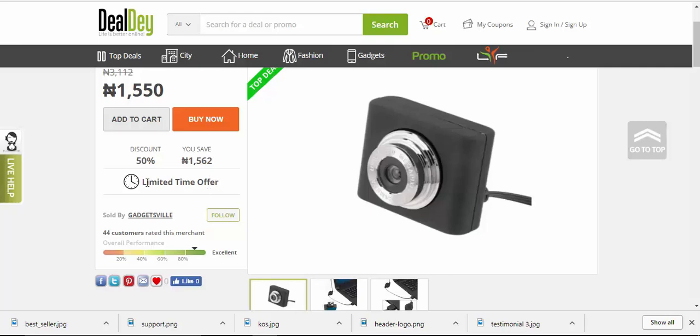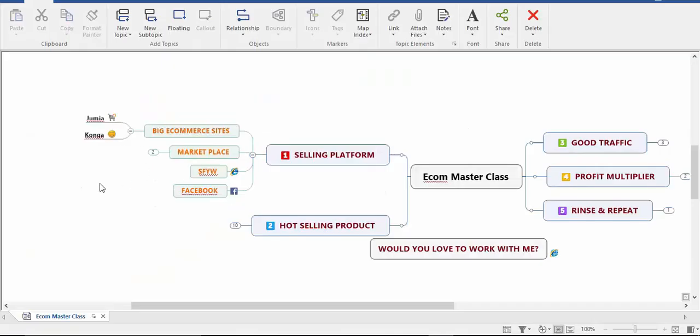This for instance is a limited time deal. By the time it gets to maybe 5 or 6 days, you start seeing 5 days left, 3 days left, 2 days left, and all that. So by the time you get to 0 days left, the listing will not be available for people to see on the DiDi platform again. So that's the difference between DiDi and Jumia and Konga.